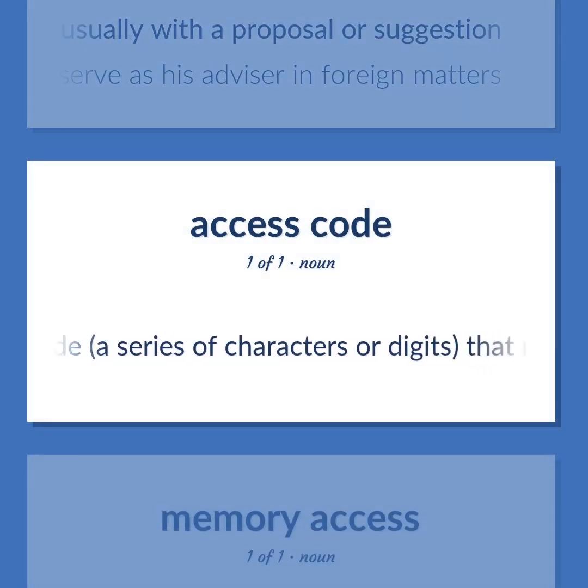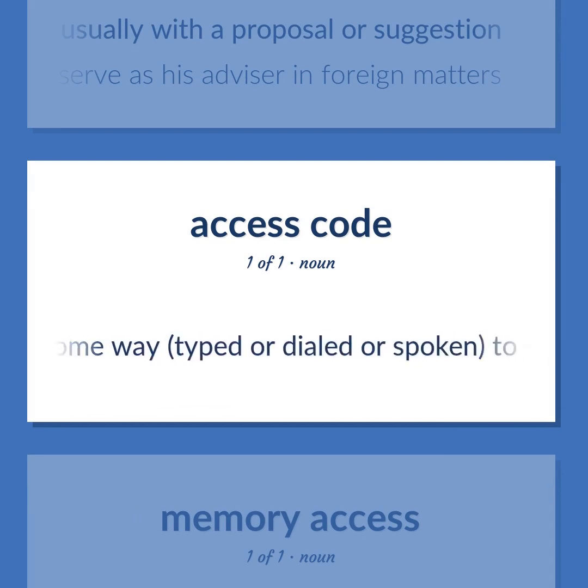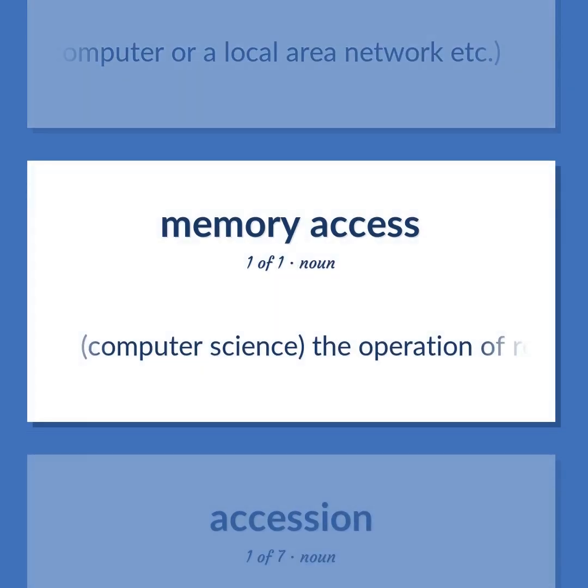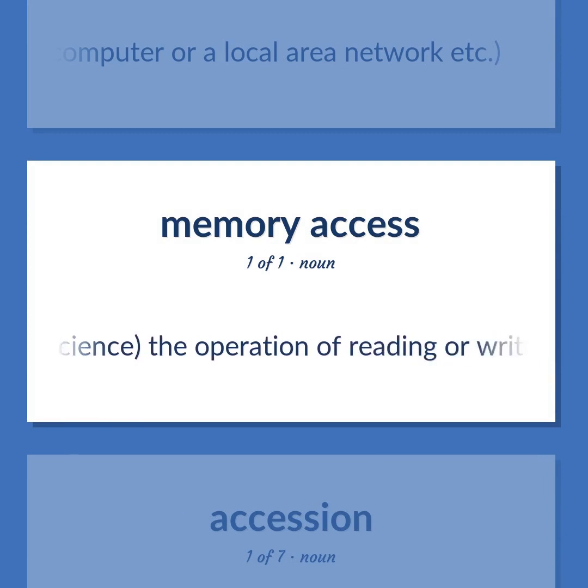A code, a series of characters or digits, that must be entered in some way, typed or dialed or spoken, to get the use of something, a telephone line or a computer or a local area network, etc. Computer science, the operation of reading or writing stored information.